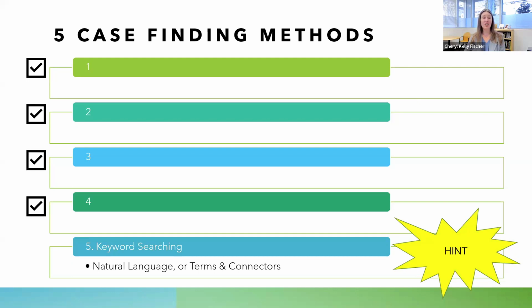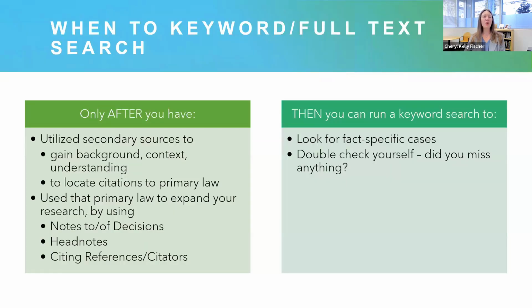your keyword searching option. So only after you've used secondary sources to gain a background, context, and started locating your primary law that way. After you've used that primary law to expand using notes of decisions and statutes, using headnotes with the classification system, using citators, then you can run your keyword search to look for your fact-specific cases and to double check yourself. Did you miss anything?